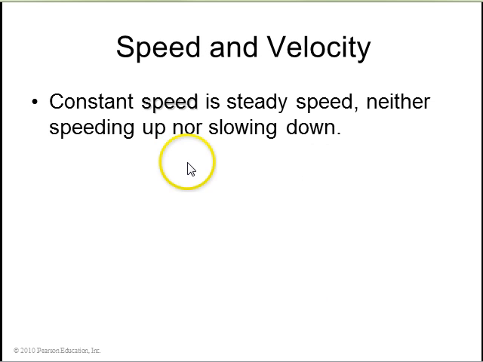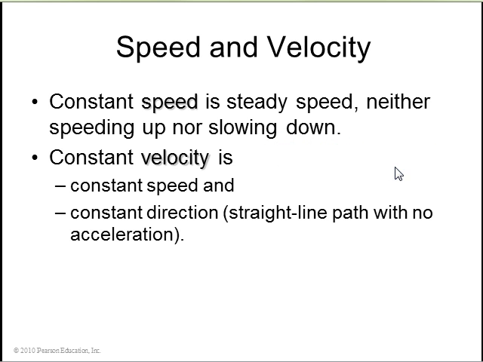So constant speed is steady speed. It's not speeding up, not slowing down. Constant velocity means two things: constant speed and constant direction, so a straight line path with no acceleration.